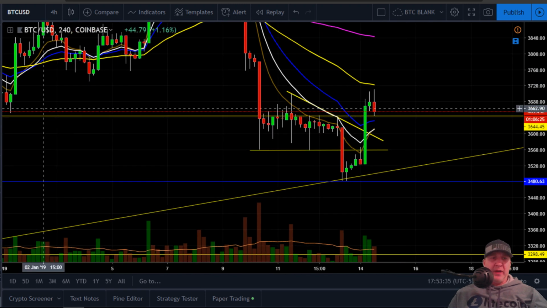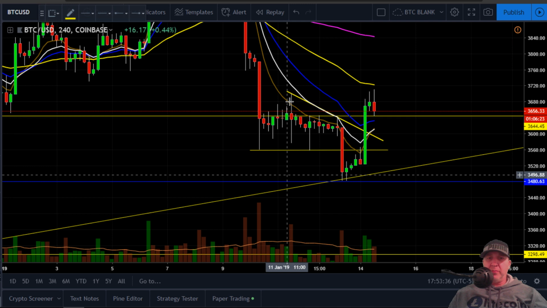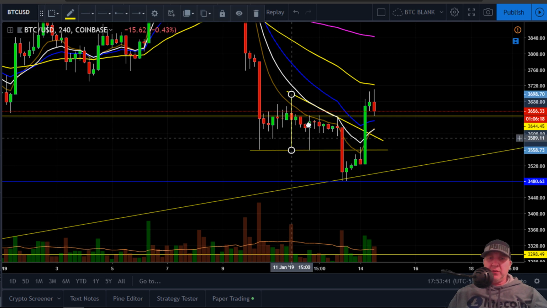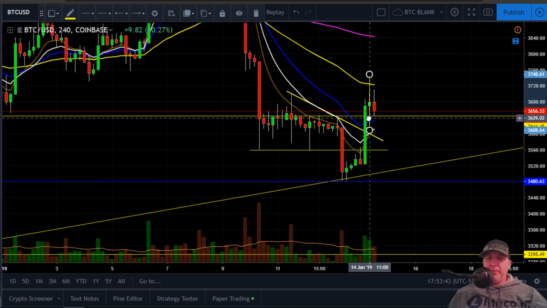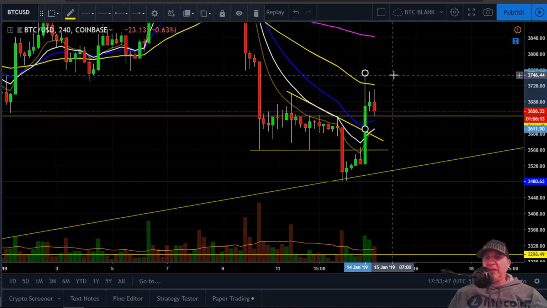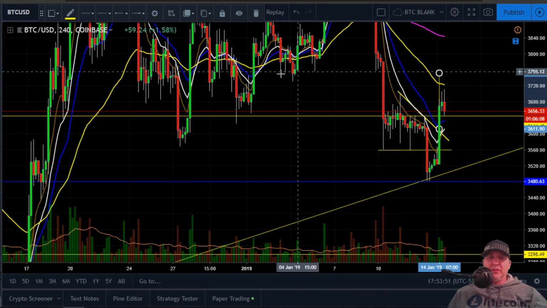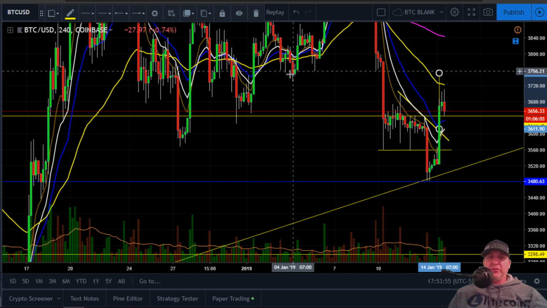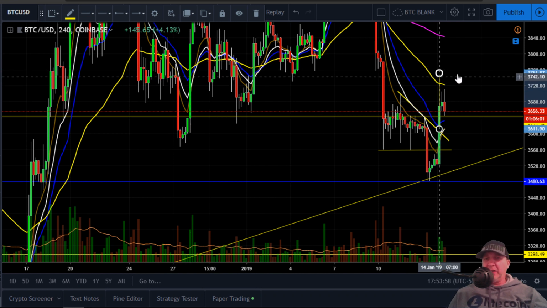And a measured move off that, you know, we can measure this triangle. Even though it broke down and broke back up, we can still use this for a measured move up from where we broke out. And you can see that's right around the 3750 range, which is resistance over here, or support over here, which it would become resistance.